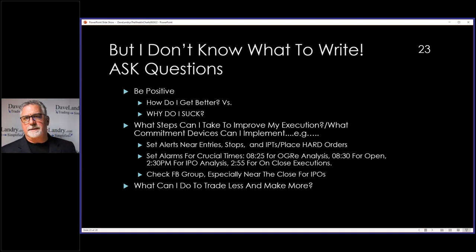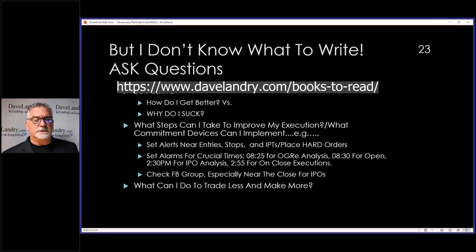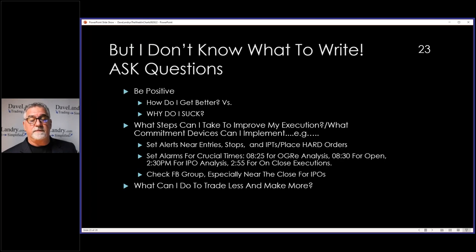Read The Kaizen Way. I forget the guy's name at the moment, Robert Maurer, maybe. Anyway, you can go to davelander.com/books to read it, and I'll put the link in the post on that. But anyway, things like, what can I do to trade less and make more? And boy, that's a secret of trading right there. Figure that out. If you figure that out, write me a letter.